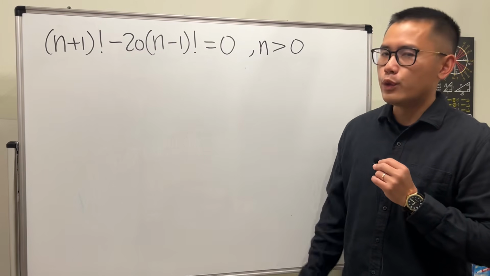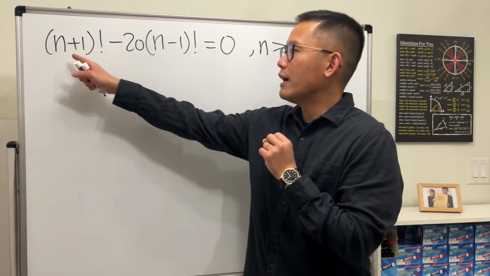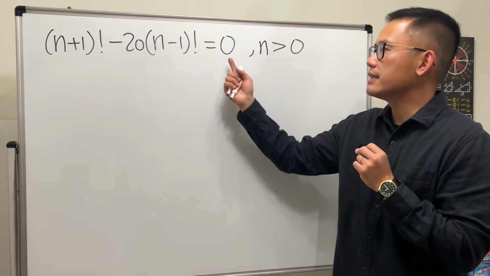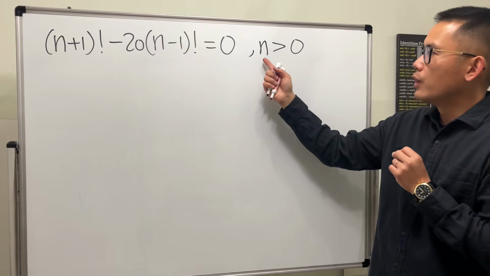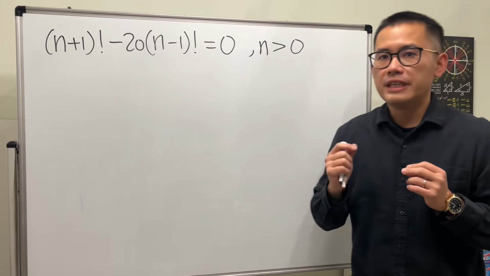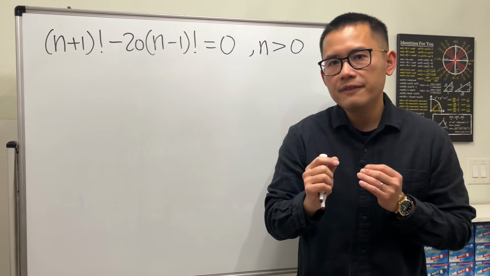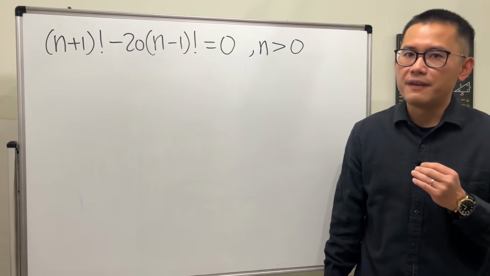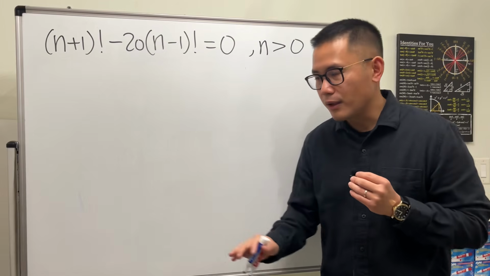Let's see how we can solve this equation with factorials. Here we have (n+1)! minus 20 times (n-1)!, and that's equal to 0. And here we want n to be positive, because when we have a negative whole number factorial, that's not defined. But that will be another topic for another video.